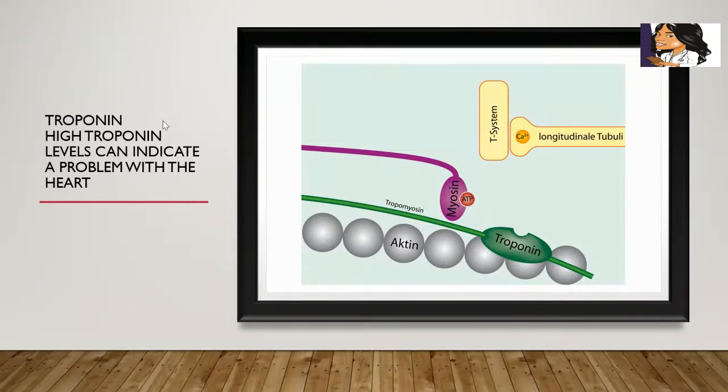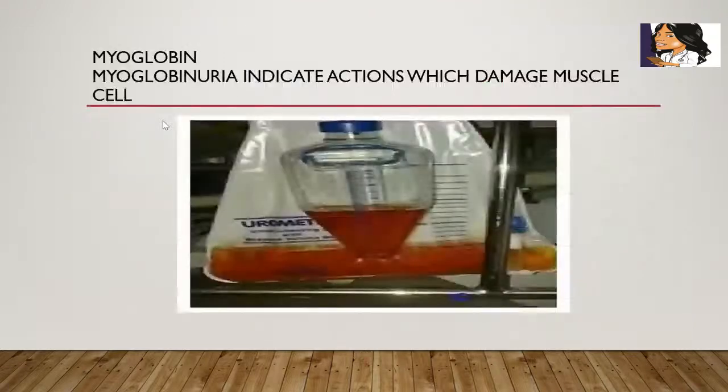Now, high troponin levels indicate a problem with the heart. So this is why they pull that CKMB and they're going to pull a troponin, to have a definitive diagnosis that this patient is having a myocardial infarction. The lab values have increased. The cardiac markers have increased.